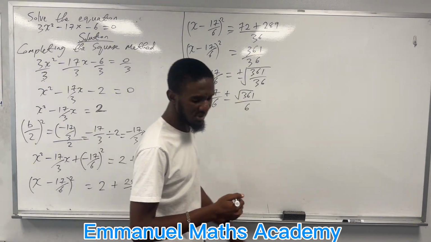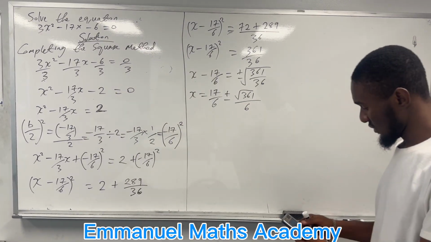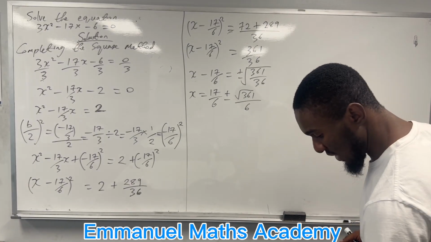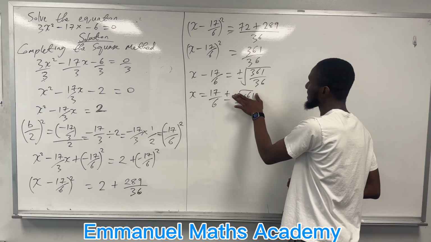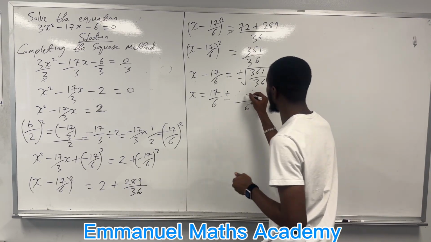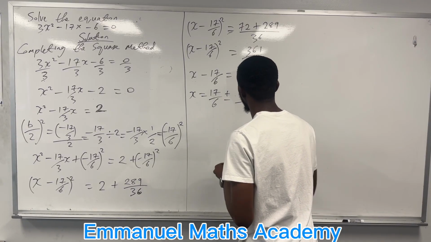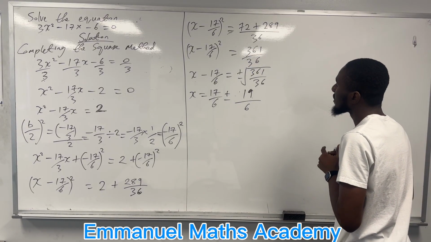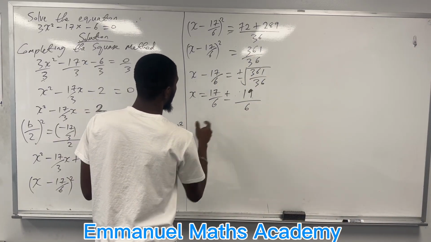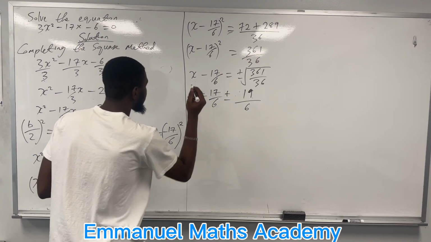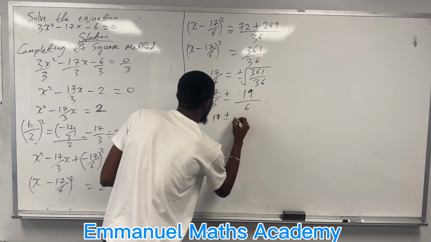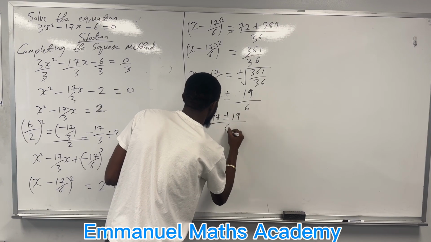Is this a perfect square? Let me check if we can have a perfect square. The square root of 361 is 19. Oh, we have a perfect square here, to give you 19. So hence, since they have the same thing in common, this will now be equal to 17 plus or minus 19 over 6.